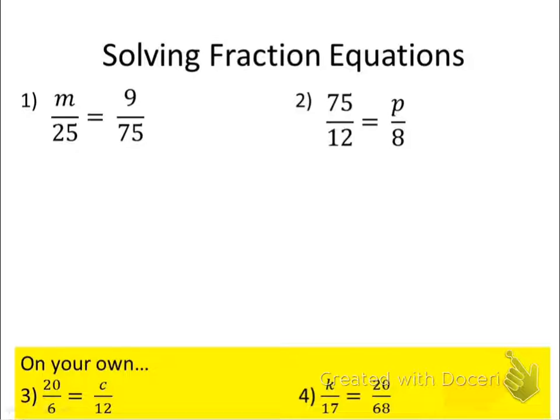Today we are going to talk about solving fraction equations. We have done this before. The idea behind this lesson is that it's a review because you're going to need the skill tomorrow in class. If you already get it, great. It'll be super quick for you to get through this and get to the on your own questions.